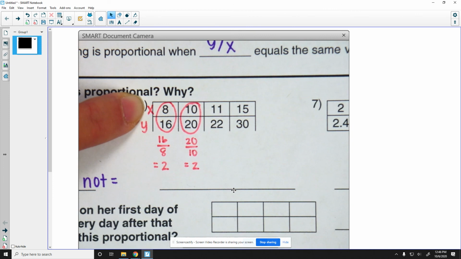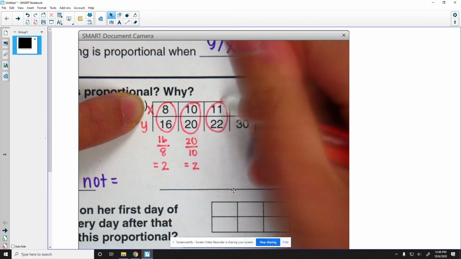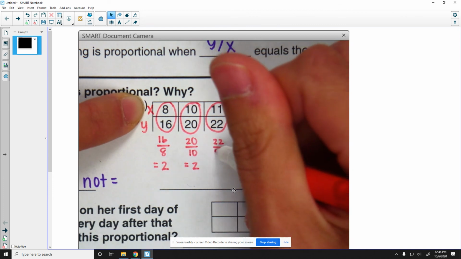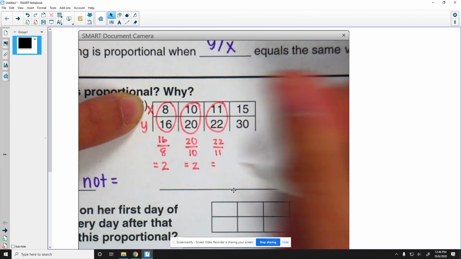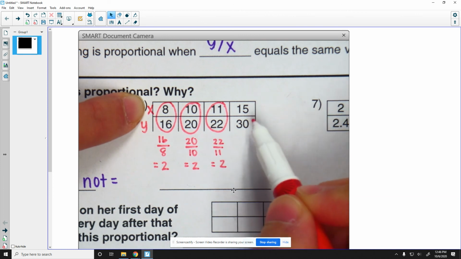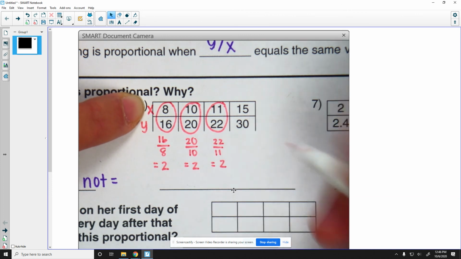Okay, so far so good, but we have to keep going. Next one, Henry, is it 11 over 22 or 22 over 11? Yes. Henry, what is 22 divided by 11? Okay, so you can't just be like, oh, it looks like they're all the same. No, you have to try every single one because maybe they're trying to trick you.